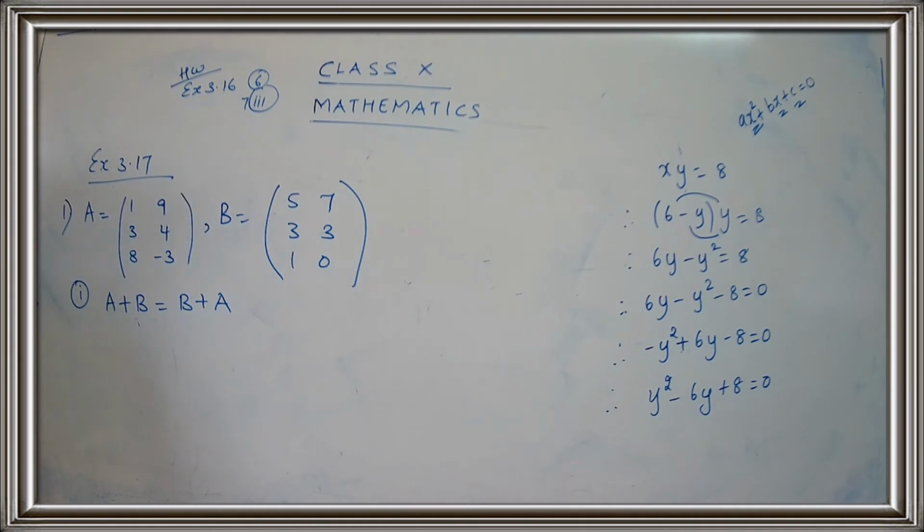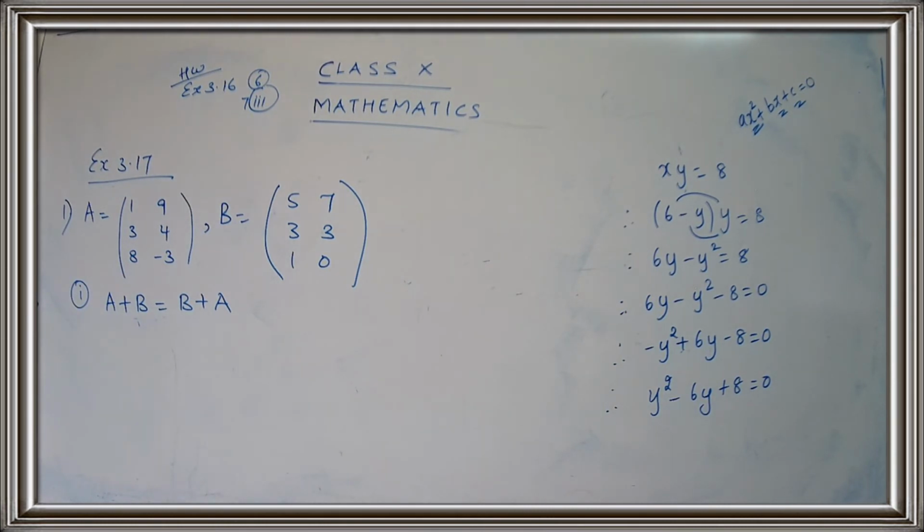Take down the matrix. Check the elements properly. A is 1, 9, 3, 4, 8, minus 3. B is 5, 7, 3, 3, 1, 0. Okay, I have taken down the question correctly. Now I am going to verify the first part. What is the first part? A plus B is equal to B plus A.